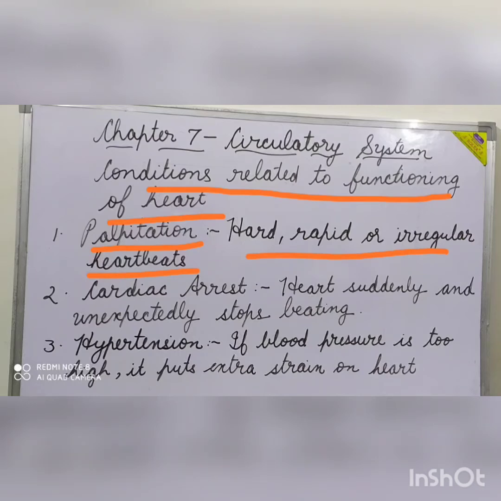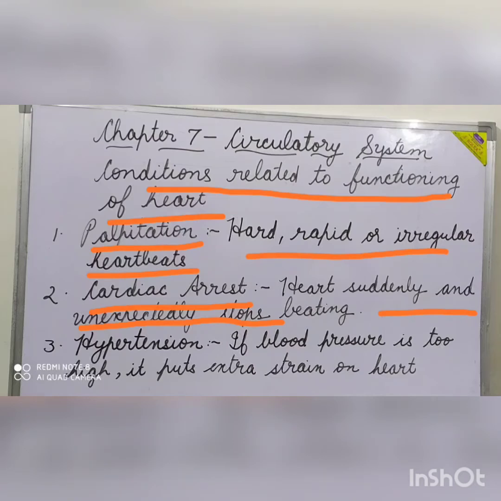Next condition is cardiac arrest. Sudden cardiac arrest is a condition in which the heart suddenly and unexpectedly stops beating. If this happens, the blood stops flowing to the brain and other vital organs. It may cause death if it is not treated within minutes. Its symptoms include loss of consciousness and abnormal or absent breathing. Sometimes people may have chest pain, shortness of breath, or nausea before this occurs.